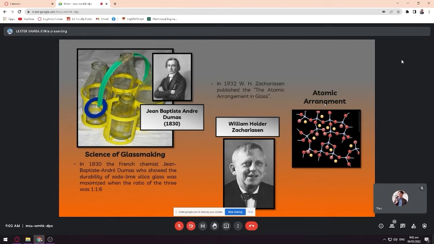Now, in 1932, William Holder Zachariasen published the atomic arrangement in glass. This is a classic paper that had perhaps the most influence in any published work on glass science. Now, Zachariasen's work placed the understanding of glass structure and its relationship to the composition on a modern footing. So we have here an example of the atomic arrangement of a glass.